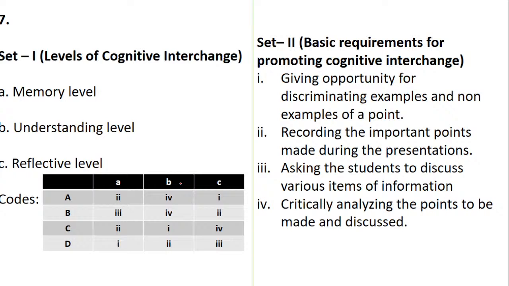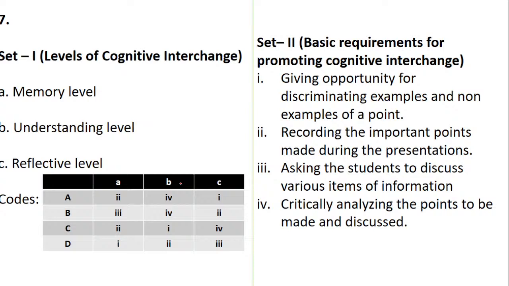Now we have memory level, understanding level, and reflective level in set A. In set B, we have giving opportunity for discriminating examples and non-examples of a point. The second option is recording the points. I have taught you each level and some keywords. Then we have asking the students to discuss various items, and then critically analyzing the points. You can just match, I'll give you time. At least one option should be very perfect.